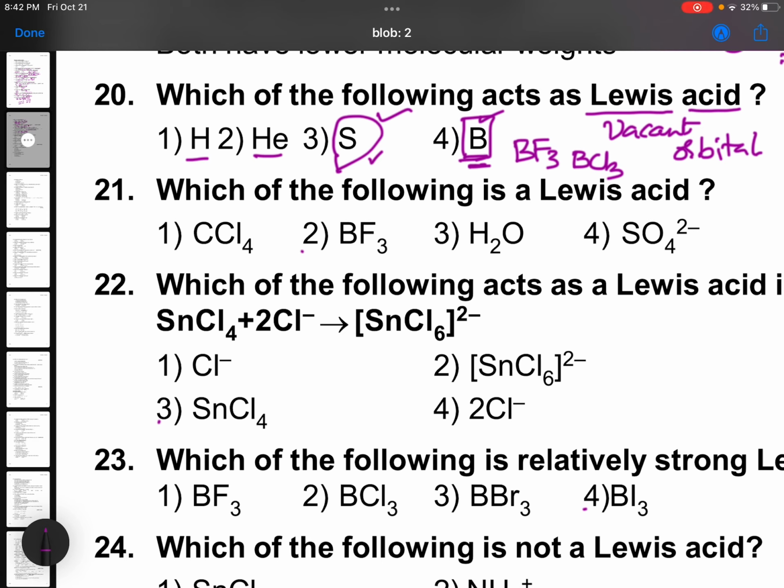Which of the following is a Lewis acid? To be Lewis acid, there should be vacant orbital. BF3 is having one vacant orbital with boron, so this is the Lewis acid. CCl4, no vacant orbitals with carbon. H2O, no vacant orbitals with oxygen. Sulfate, it is already superoctet type. So it is again not a Lewis acid.